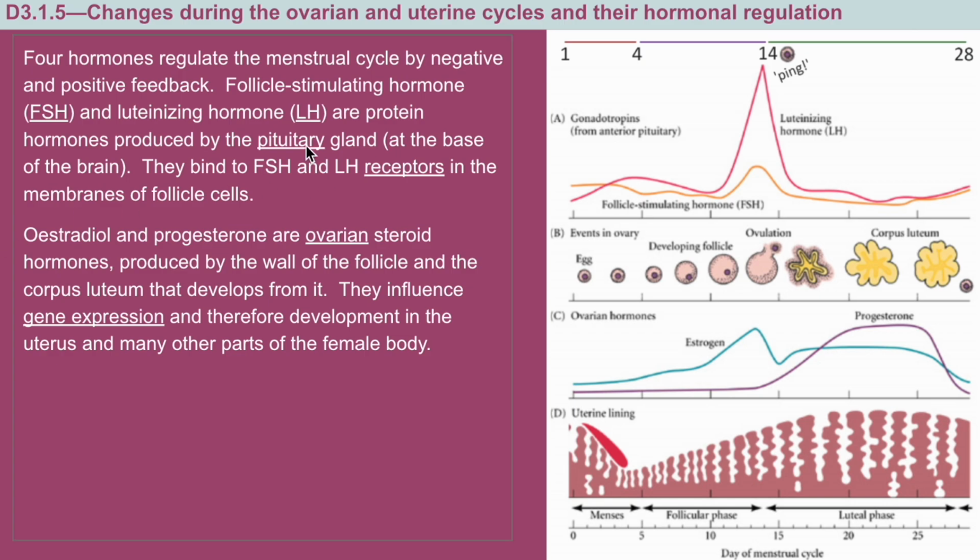First up, we're going to learn about follicle stimulating hormone, or FSH, and luteinizing hormone. They are both produced in the pituitary gland at the base of the brain. They bind to FSH and LH receptors in the membranes of the follicle cells. Then we have our ovarian hormones.